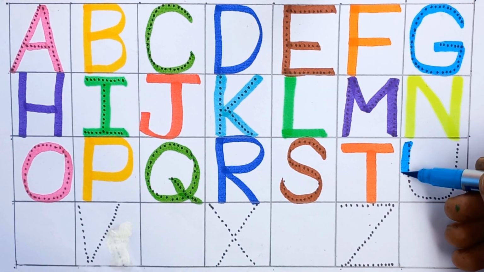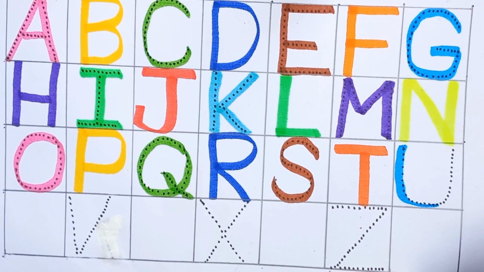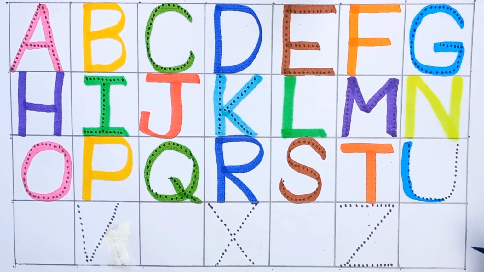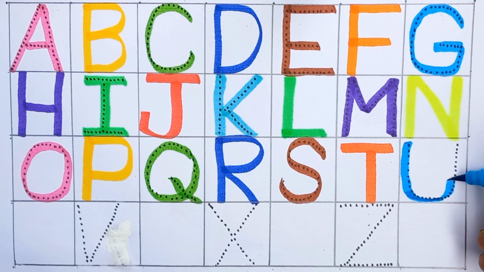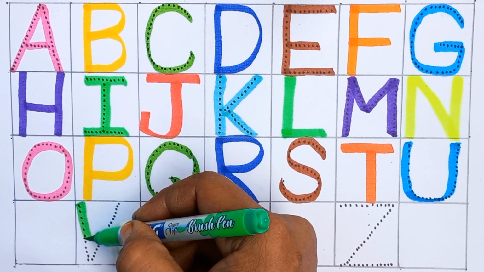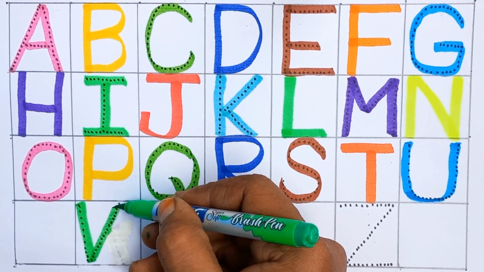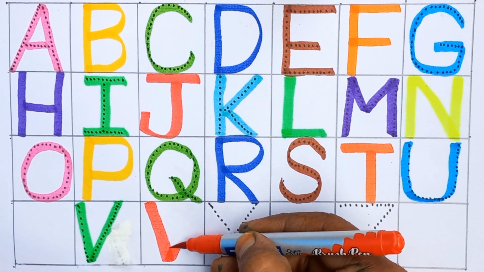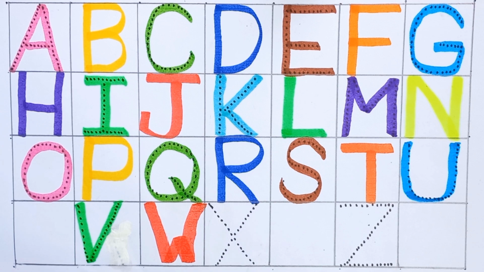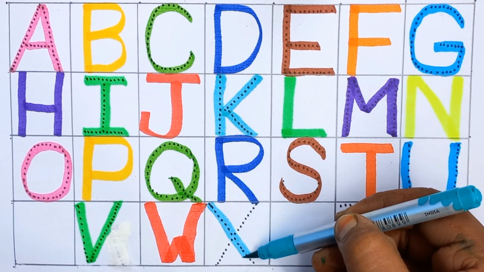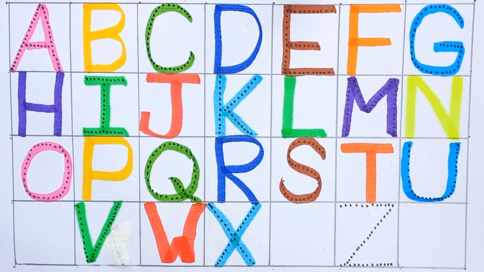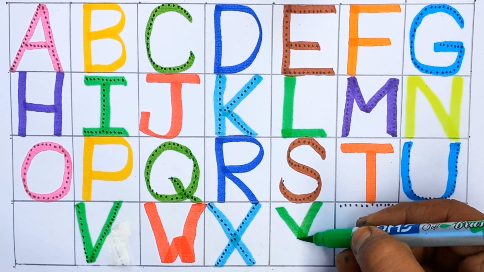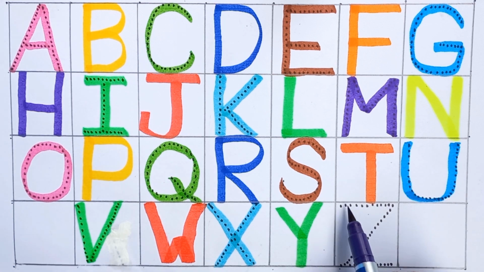U, U for umbrella. V for van. W, W for watch. X, X for X-Max tree. Y, Y for yak. Z, Z for zebra.